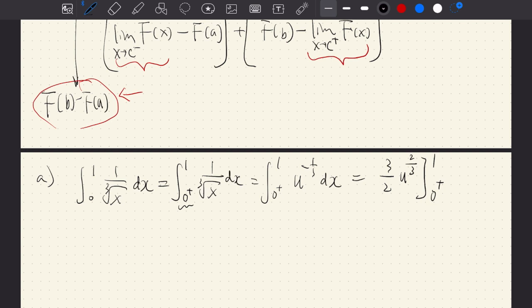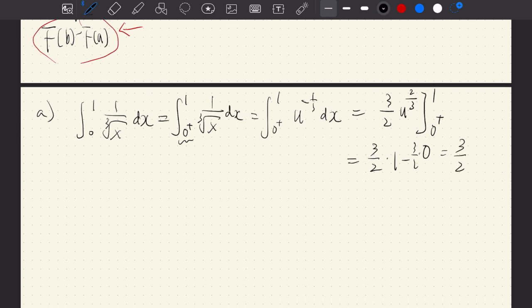Okay, so here you get this is equal to 3 over 2 times 1 minus 0. Okay, 3 over 2 times 0, so this is 3 over 2. Okay, this one is relatively easy.